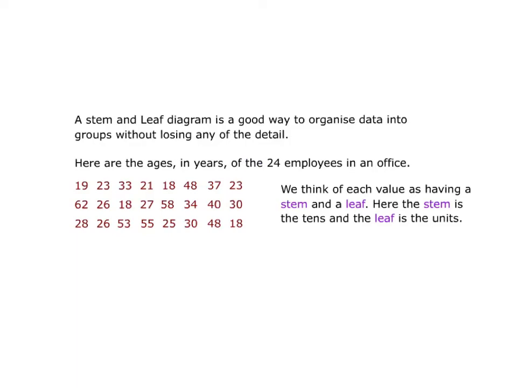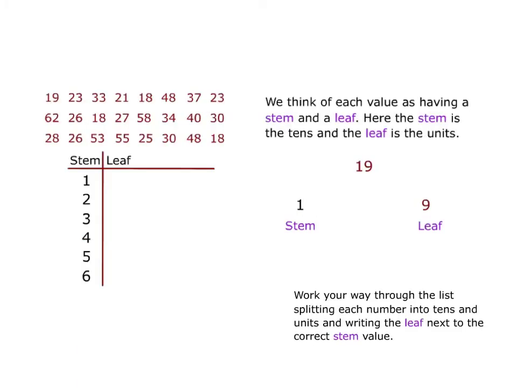Here are the ages in years of the 24 employees in an office. We think of each value as having a stem and a leaf. Here, the stem is the tens and the leaf is the units. So, if we take 19, the 1, the 10, is the stem and the 9 units become the leaf.